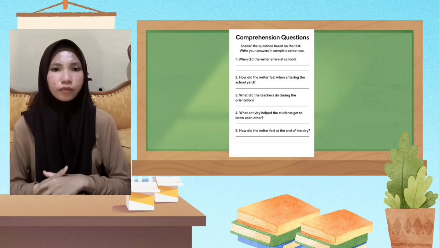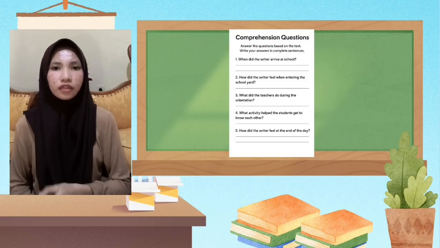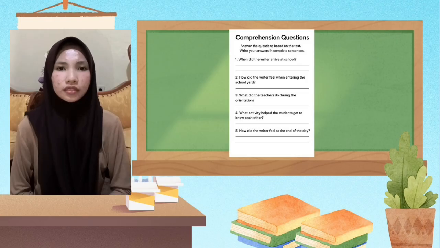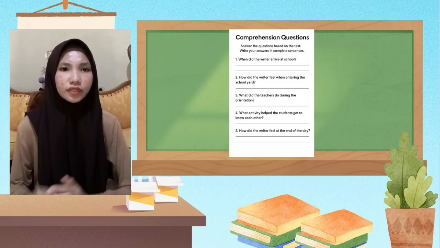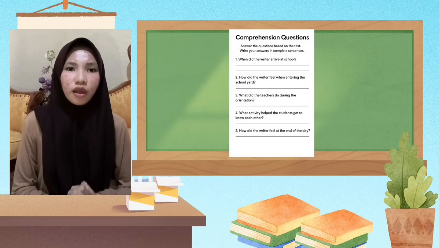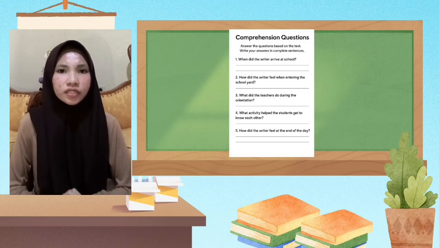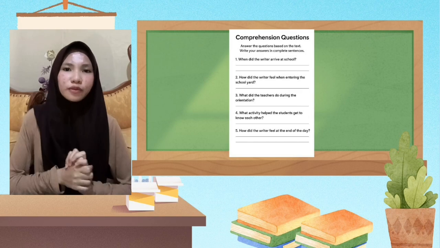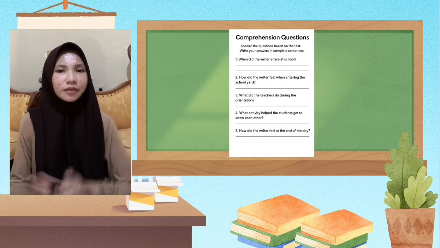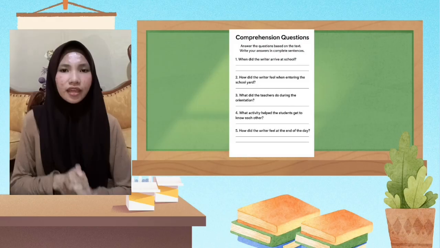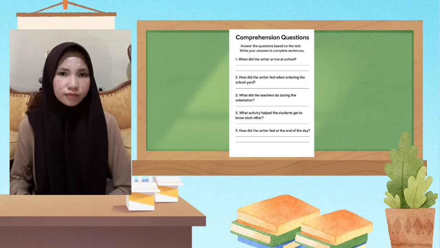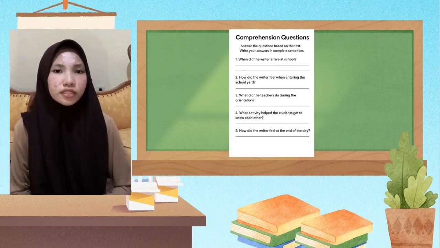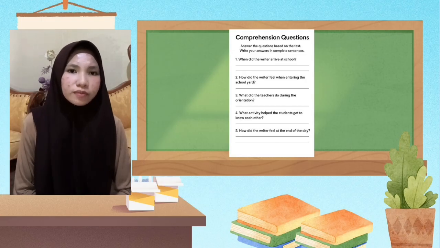The first is a checking comparison question. The first question is number one, when did the writer arrive at school? Yeah, the writer arrived at school early. Good job. Number two, how did the writer feel when entering the schoolyard? Yeah, the writer felt nervous and excited at the same time. Good job, everyone. And the next, number three. What did the teacher do during the orientation? Yeah, the teacher introduced the school rules and explained the learning programs.